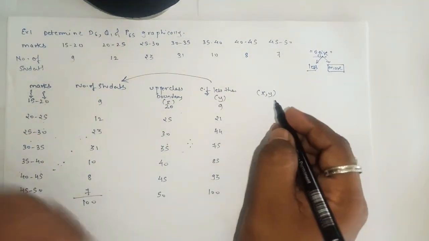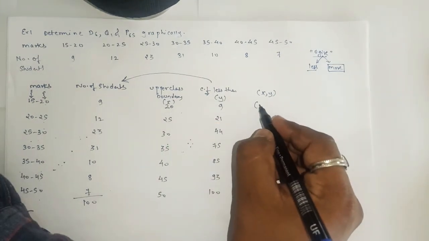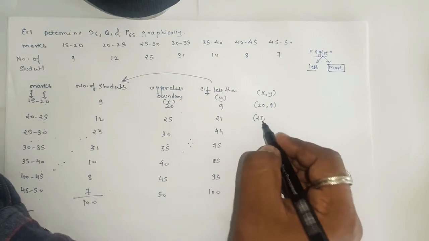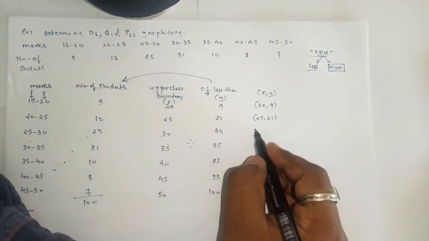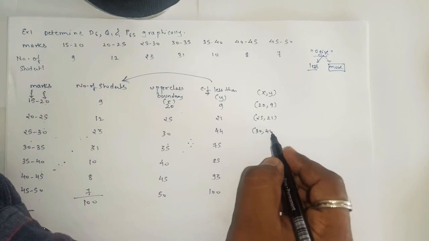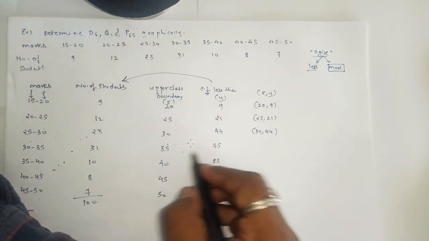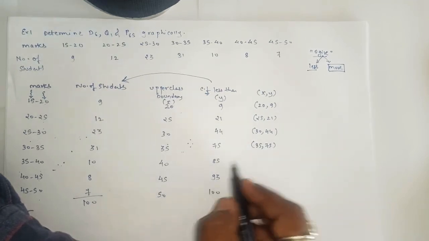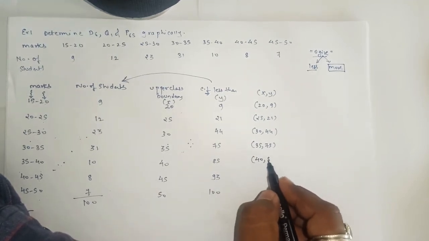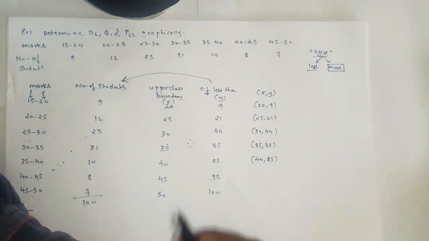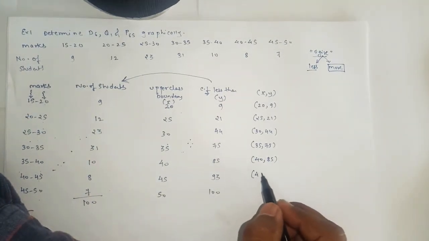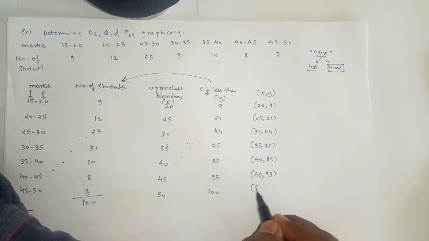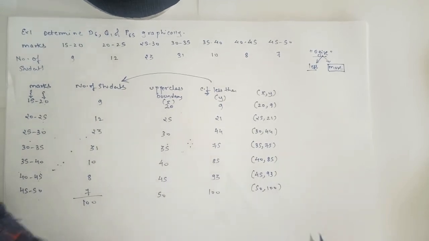So now we'll see the last column. In the last column, the first coordinate you will get is 20, 9. Second you will get 25, 21. Third you will get 30, 44. Then after that you will get 35, 75. Then 40, 85. Then 45, 93. Then in the last you will get 50, 100.